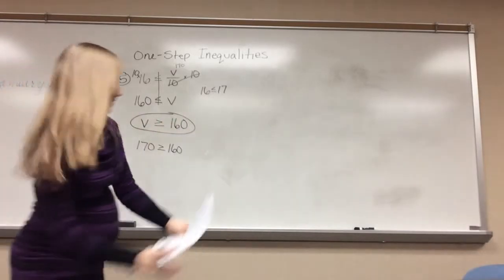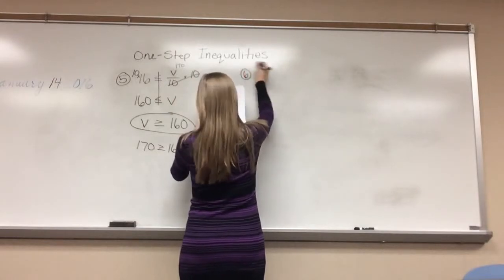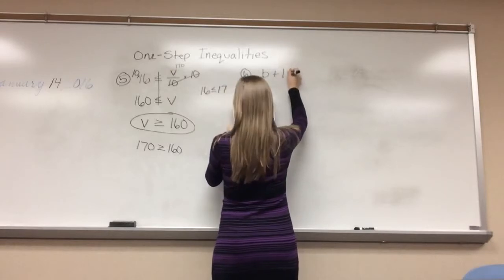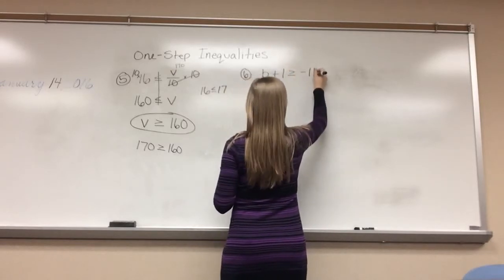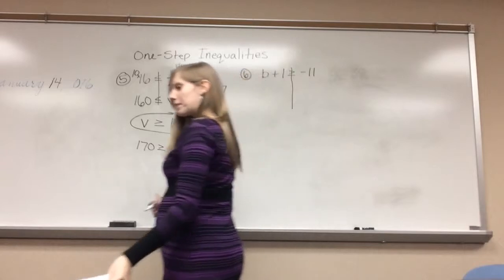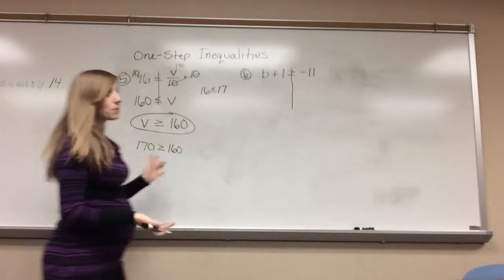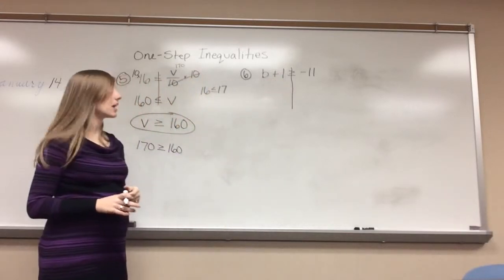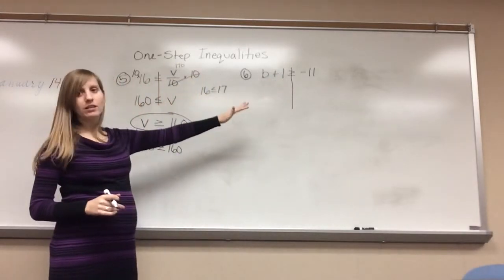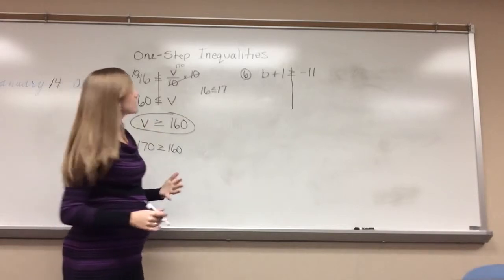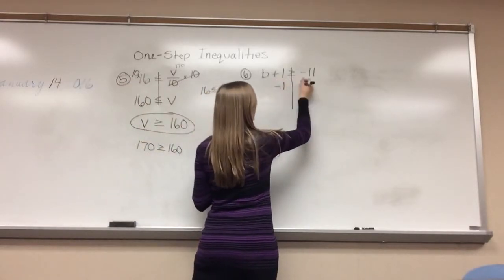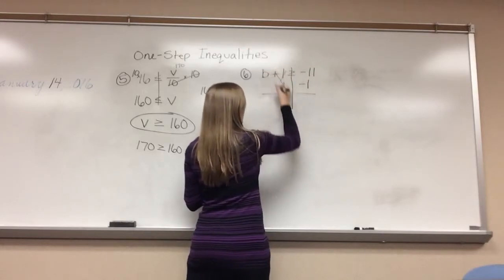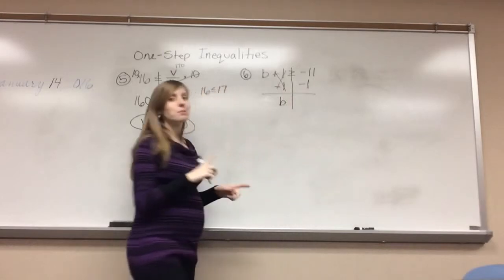All right, problem number 6, we have for our inequality b plus 1 is greater than or equal to negative 11. I need to solve for b. So what's keeping b from being by itself? The 1. I need to cancel out that 1. So that's a plus 1. To cancel it, I would do the opposite. So I would subtract 1. So 1 minus 1 cancels. Here's my b.